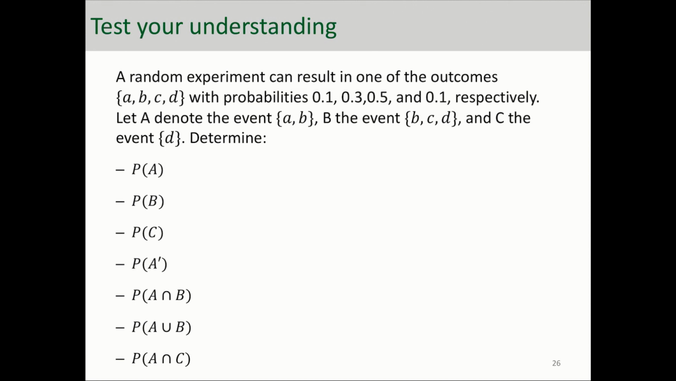Let's start with the first one. This is probability of cap A, or event A, which contains outcome a and b. Outcome a has probability of 0.1. This is probability of 0.3. So because it contains both of those two, the event is the summation of these two. The event has both outcomes. It's a good practice to draw a Venn diagram at this point.